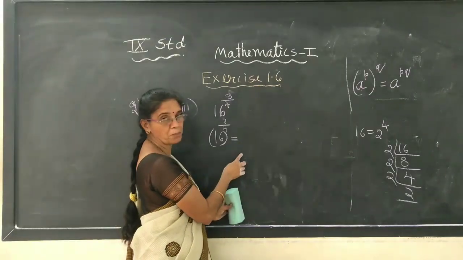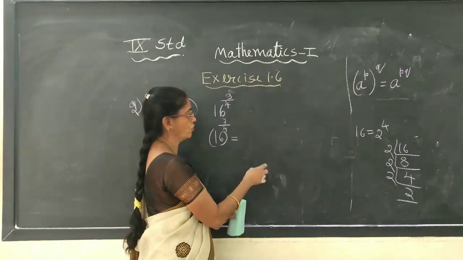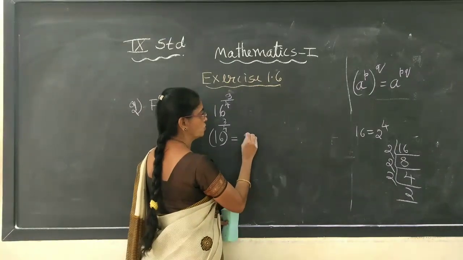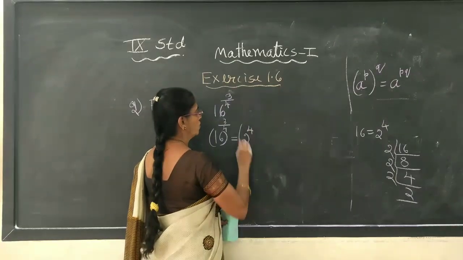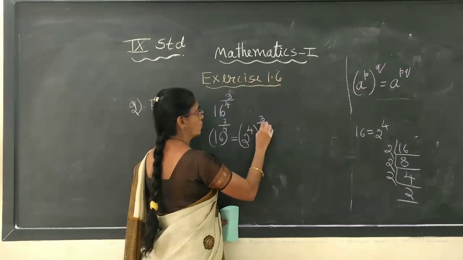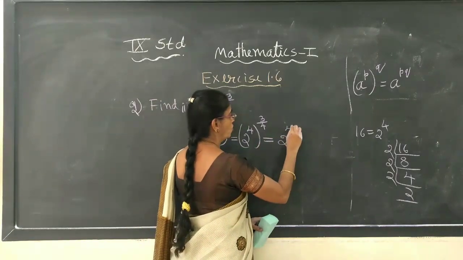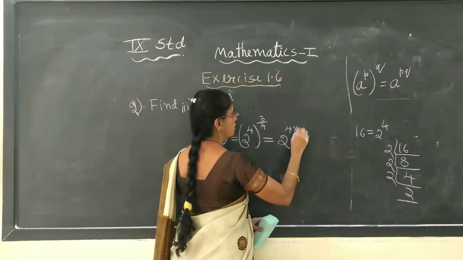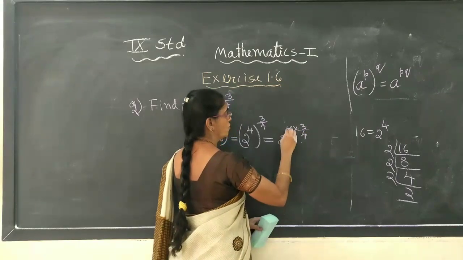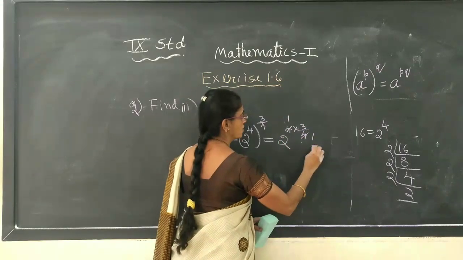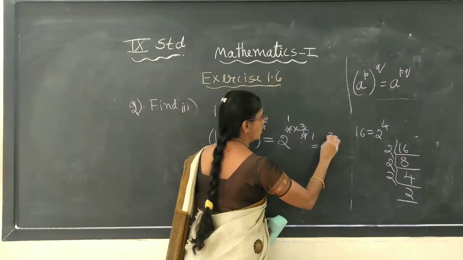Here one more step will be there if we do 4. Okay, so this is better. It is 2 to the power of 4 to the power of 3 by 4. Here 2 to the power of 4, apply that rule into 3 by 4. 4 ones are 4, ones are. So it is 2 to the power of 3 only remaining.